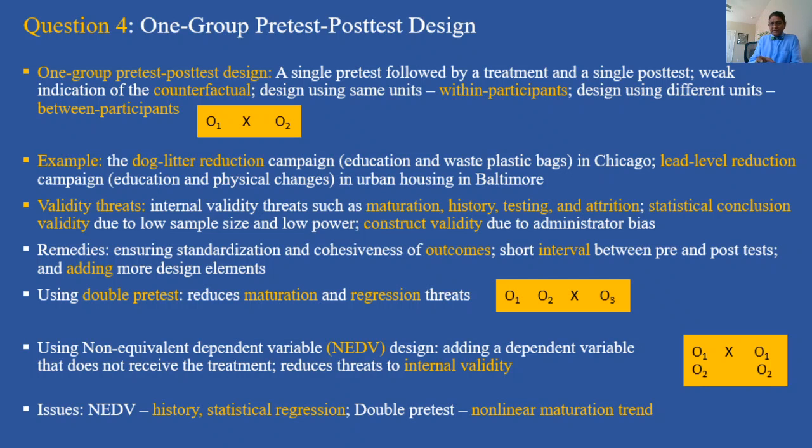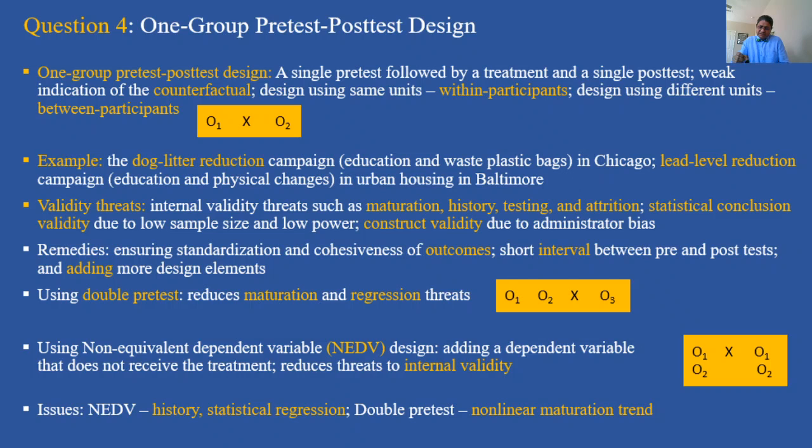So instead of one pretest, we add another one to it. Now, such double pretests would certainly reduce the threats of maturation and regression by teasing out the biases that may occur between the pretest just before the treatment and the posttest after the treatment. So this additional pretest helps tease out those maturation and regression threats that may occur.